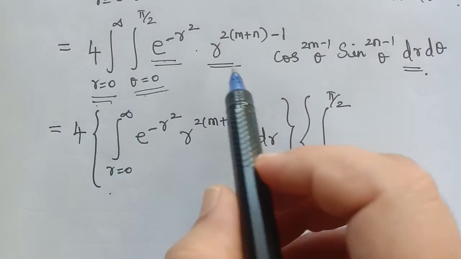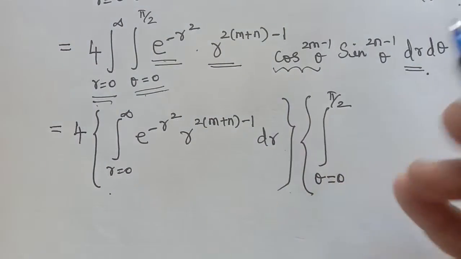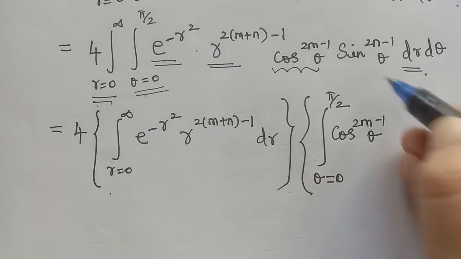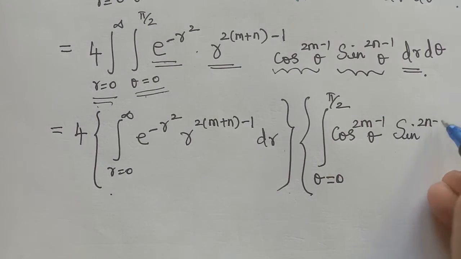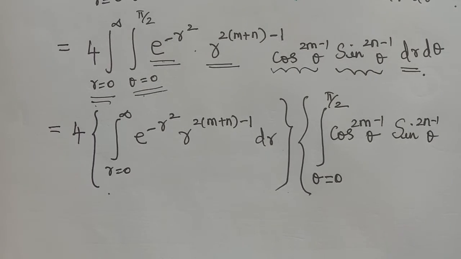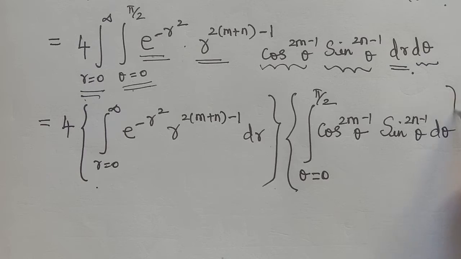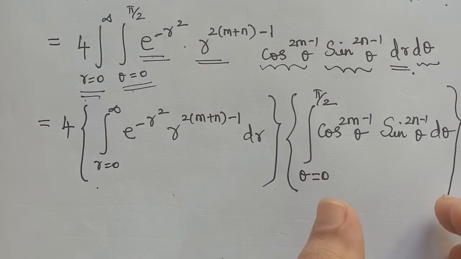Now wherever we have the terms theta, we should put it into this integral. So we have here cos to the power 2m minus 1 theta, then sine to the power 2n minus 1 theta, and then d theta. So this is another integral. So we have separated r and theta.